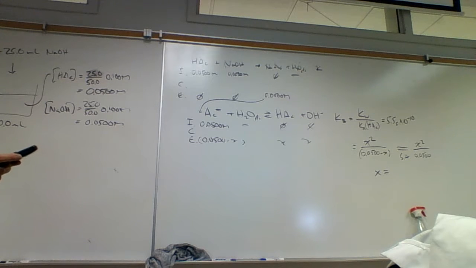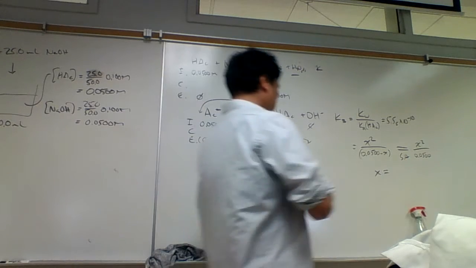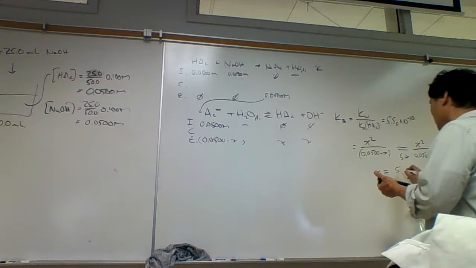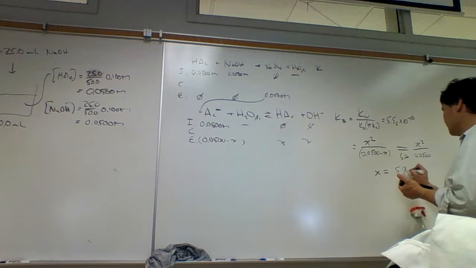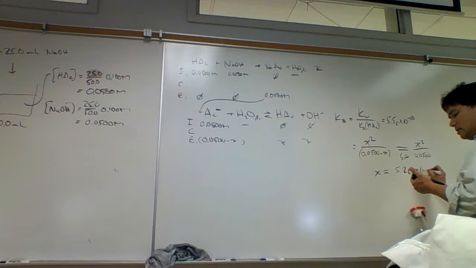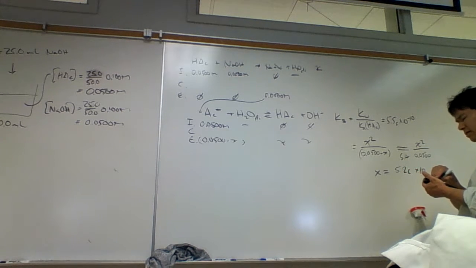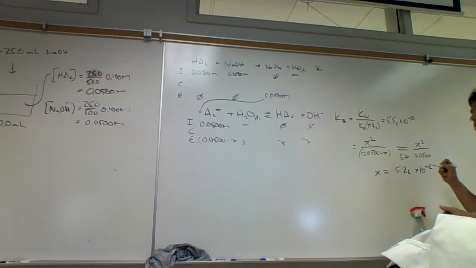the square root of 0.05 times 5.55 times 10 to the negative 10. Yeah, 5.26 times 10 to the negative 6. Is that what you guys get?